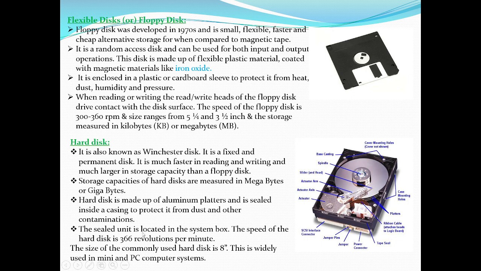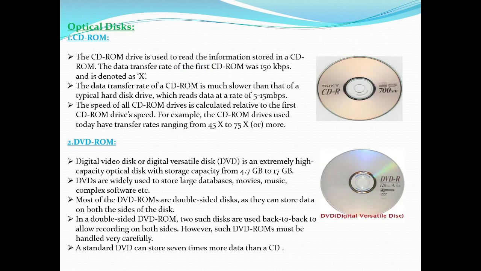And the sealed unit is located in the system box itself, and the speed of the hard disk is 3600 revolutions per minute, and the size of the commonly used hard disk is 8 inches. This is widely used in mini and of course in personal computer systems. Let us move to the optical disks, that is CD-ROM and DVD-ROM.